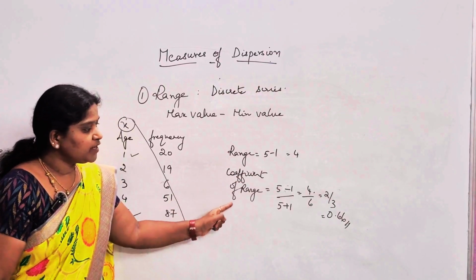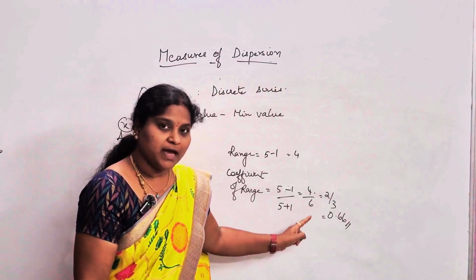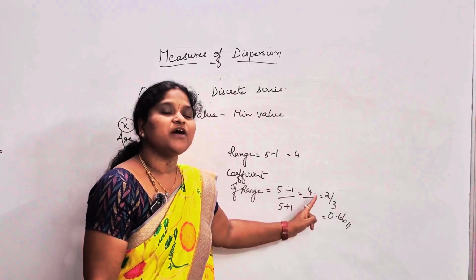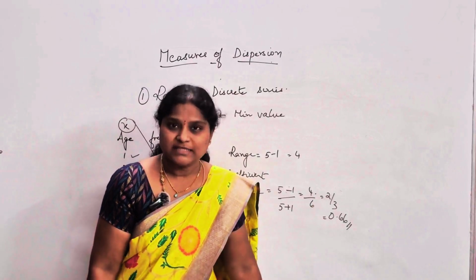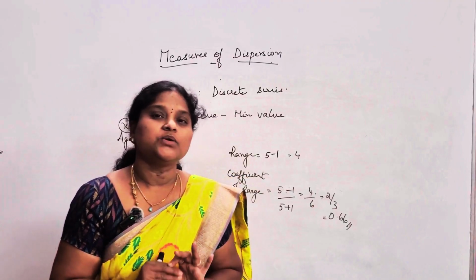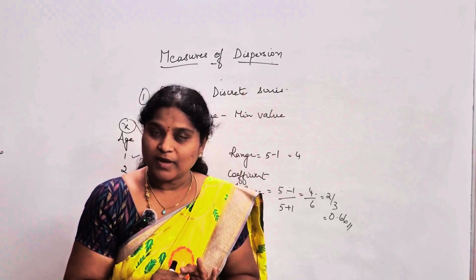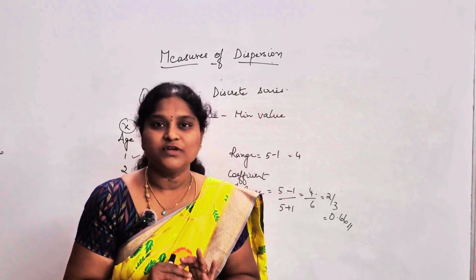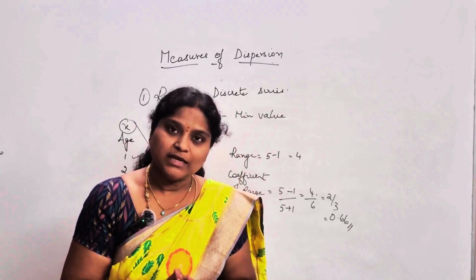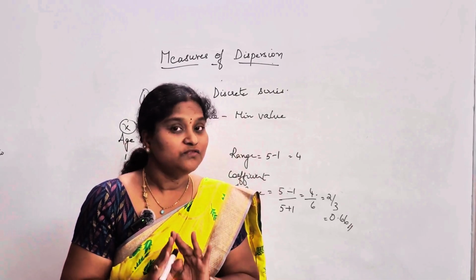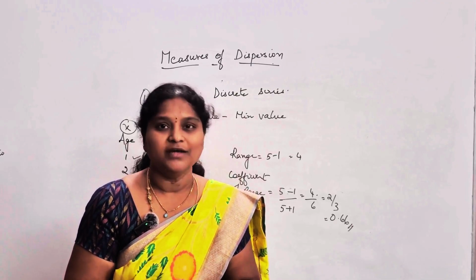For coefficient of range, our formula will be maximum minus minimum divided by maximum plus minimum, that is 5 minus 1 by 5 plus 1, which gives the value 0.66. The main difference you need to remember is, in calculation of range for discrete values, you need not consider frequency. Frequency will not play any major role. Similarly, in continuous series also, frequency is not going to play any major role in calculation of range.